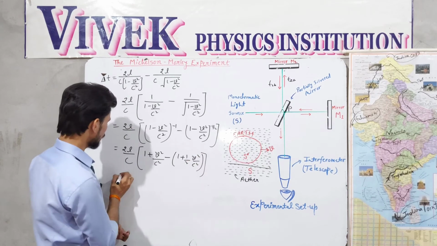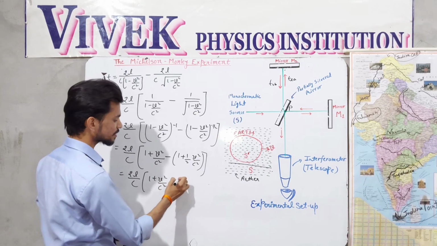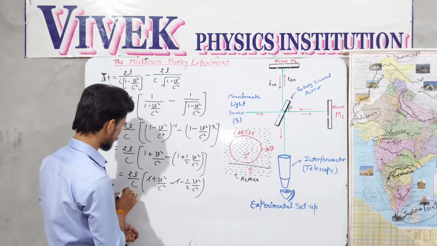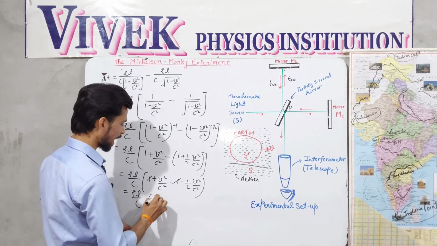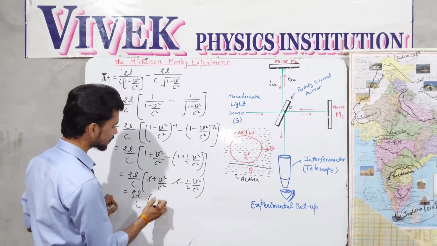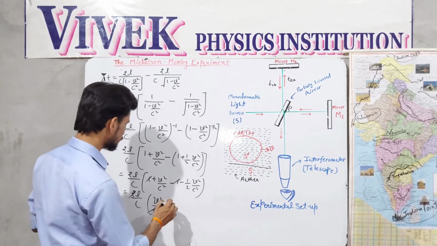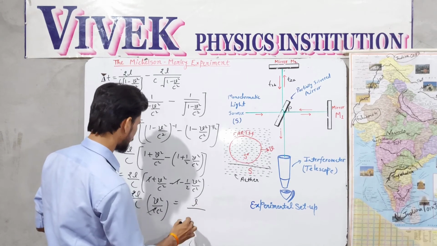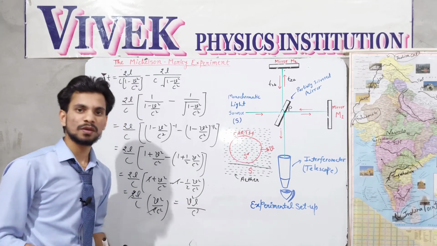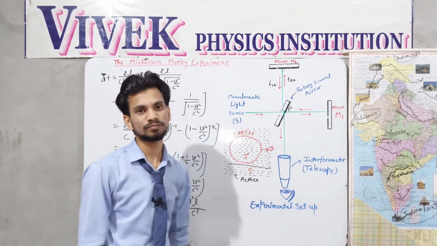Okay, again this is L over C, 1 plus B square over C square minus 1 by 2 B square upon C square. This one is cancelled by this one. This is L over C and B square upon C square minus B square upon 2 C square. This is the half of the B square over C square, so the remaining term will be B square over 2 C square. Again you can see here 2 is cancelled by 2 and this becomes L B square upon C cube. Okay, so this is what we have up till now, the time difference between these two rays.